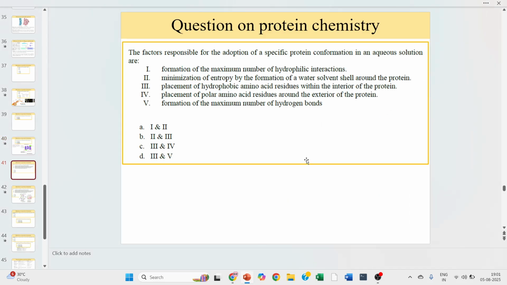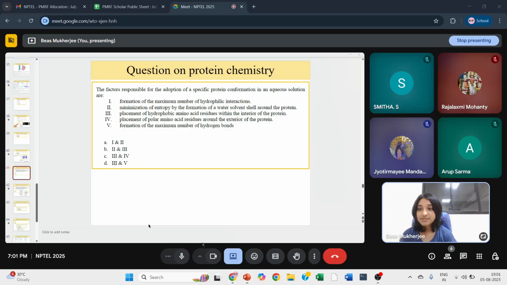Okay, let's move on. And this is another question. The factors responsible for adaptation of a particular protein conformation in aqueous solution. So we studied about globular proteins, and there we learned about something interesting, right? That all the hydrophobic regions, hydrophobic residues, they are mostly packed within the core of the protein. Hydrophilic residues are on the outside. Okay, these are the ones that are constantly interacting with water, and that is how the protein becomes soluble.